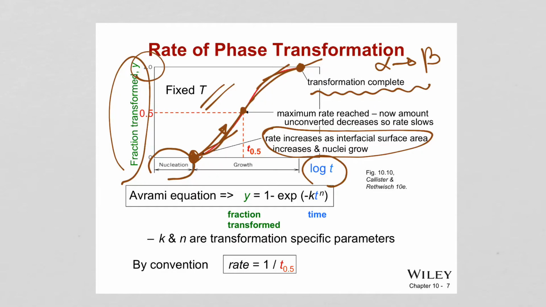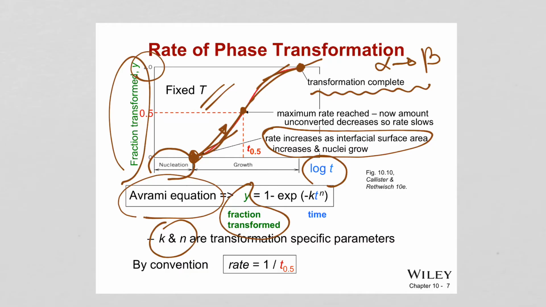Okay, so for solid state transformations displaying the kinetic behavior like shown here, the fraction of the transformation y is a function of time, and it is expressed in this equation, what we call the Avrami equation. Okay. So y, the fraction transformed, right, is equal to 1 minus exponential of minus k times t to the power of n. Here k and n are time-independent constants specific for a particular reaction.